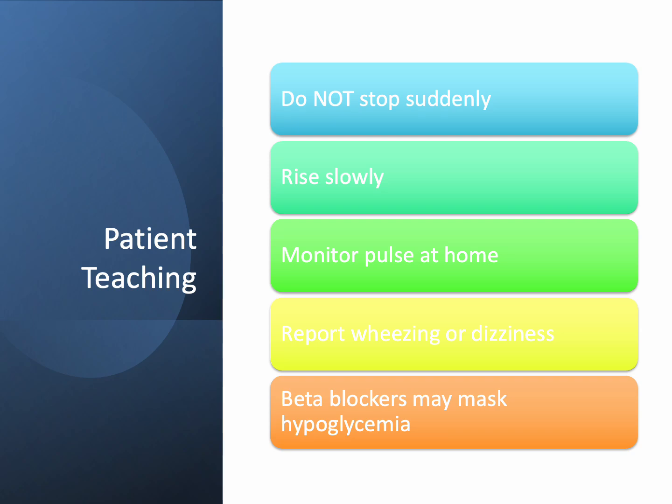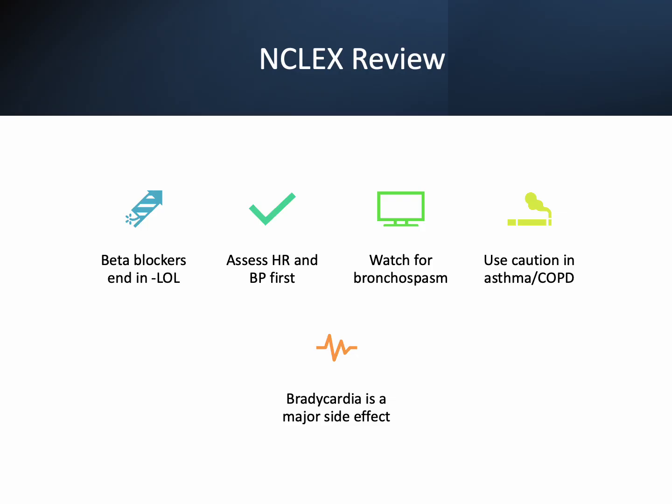Do not stop suddenly. Rise slowly. Monitor your blood pressure and your pulse at home. Report dizziness, wheezing, and beta blockers can also mask hypoglycemia. So if someone is being very slow, cold, clammy, that type of thing, we're thinking about hypoglycemia. Even if they're not a type 2 diabetic or not a diabetic, you want to think about that as well. So keep that in the back of your head.